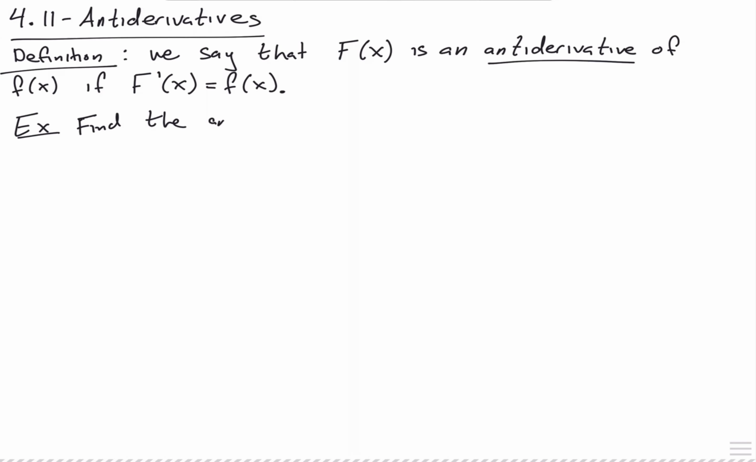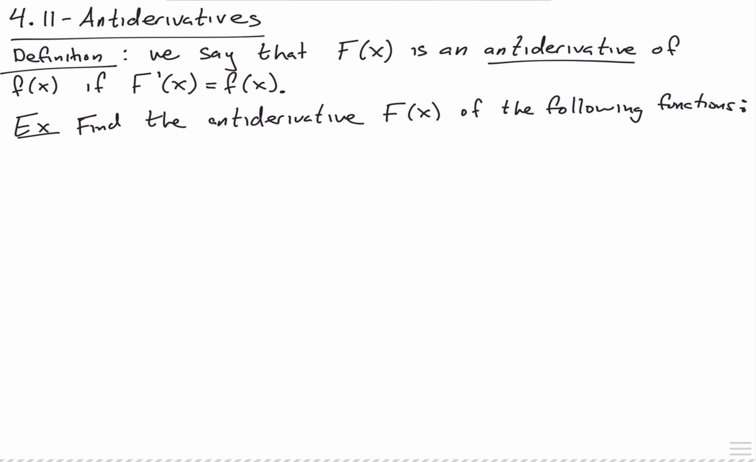Find the antiderivative capital F of x of the following functions. Okay, so let's say, for example, we have the function, we'll start off easy, 2. All right, well, the antiderivative is the function whose derivative is 2. What is it? 2x. Yep, good.